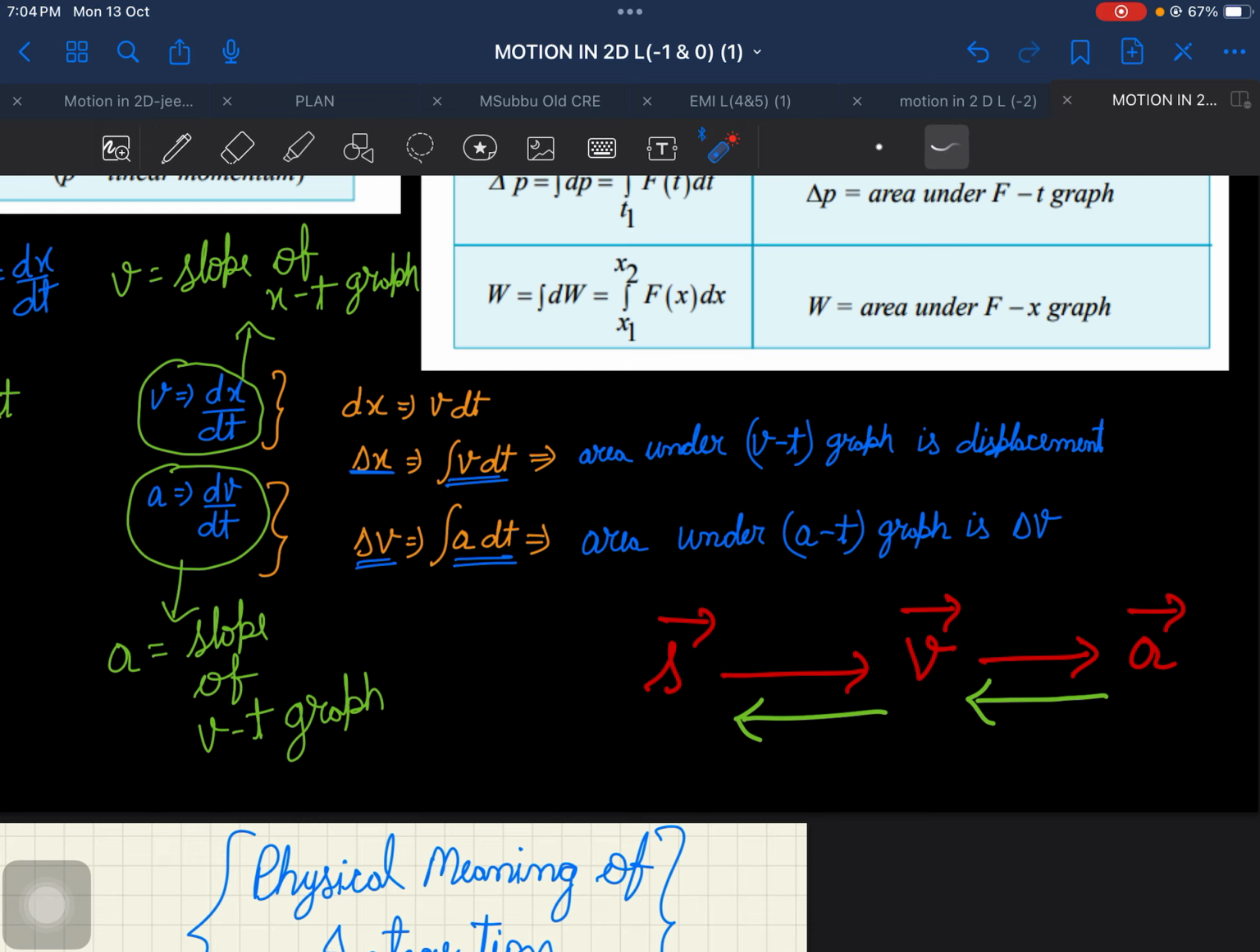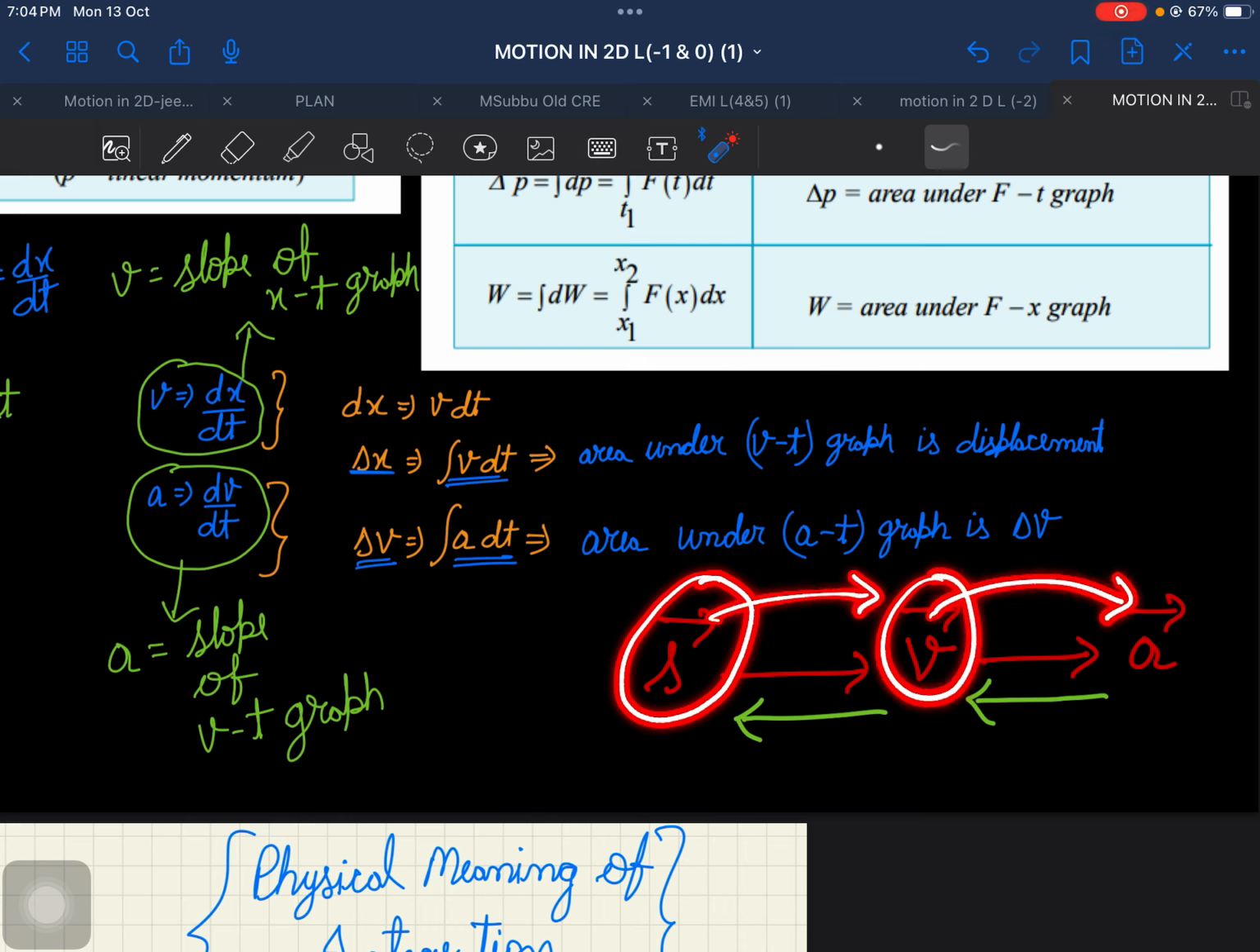What I mean to say is, the slope of the displacement-time graph is velocity. The slope of the velocity-time graph is acceleration, right? Check. And the area under the curve of the a-t graph is your change in velocity. The area under the v-t graph is your displacement, right?